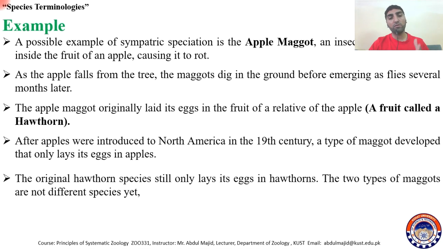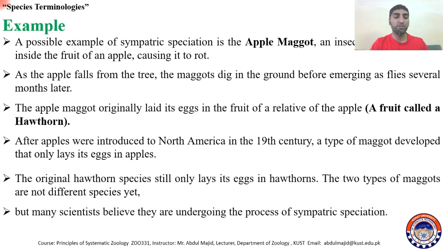So before the introduction of the apple, there was only one population, which was laying its eggs in the hawthorn fruit. But after the introduction, some of them became isolated. They started laying their eggs in the apples, and then they differentiated into different species. Though these flies were living in the same areas, they were sympatric, but still the speciation occurs. So this kind of speciation is known as sympatric speciation.